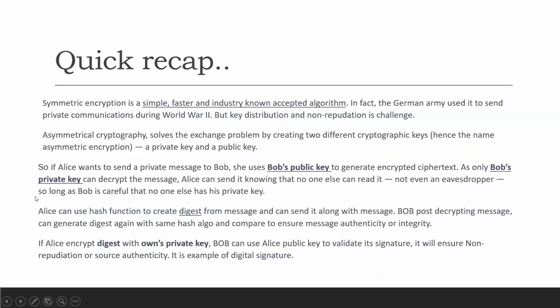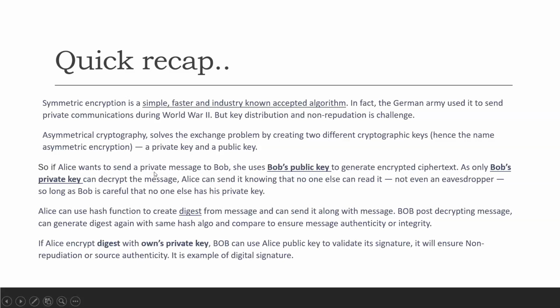Okay. So quick recap: symmetric key is the simplest and fastest, an industry-accepted algorithm. As I mentioned, the German army used it for sending private messages during World War II. But key distribution and non-repudiation are a challenge, that is, who is sending the data, because both are using the same key. Non-repudiation and key distribution are a bigger challenge. Asymmetric key solves the problem of exchanging data by creating two different keys, a public key and a private key. And we have seen that if Alice wants to send a private message to Bob, she can use Bob's public key. We have seen encryption uses the receiver's public key.